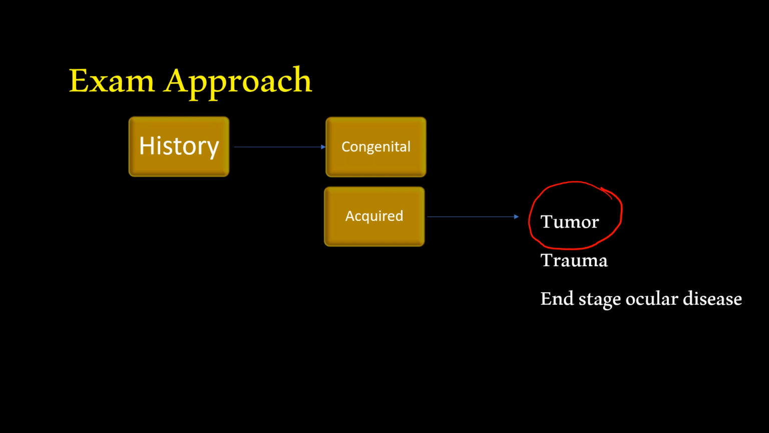So the anophthalmic socket can be congenital or acquired. But in acquired causes, the first thing I want you to remember is a tumor, then trauma, then an end-stage ocular disease like panophthalmitis or endophthalmitis with a complete conjunctivitis.